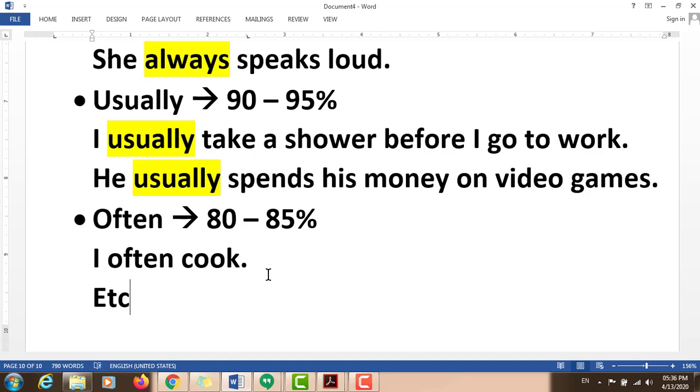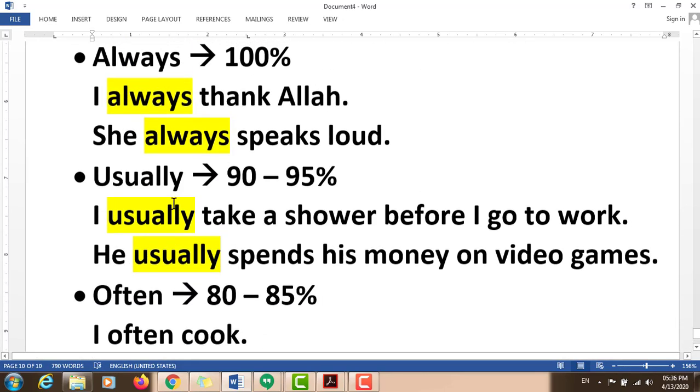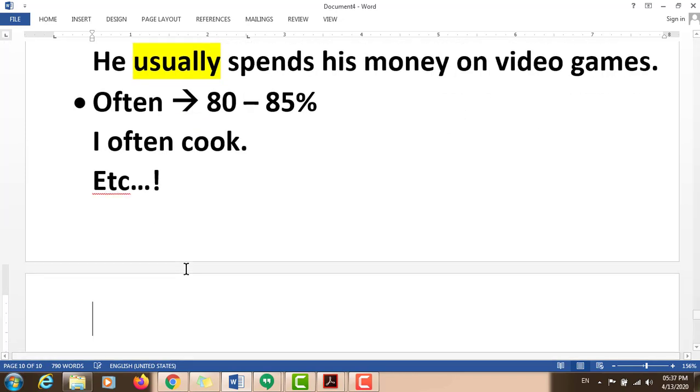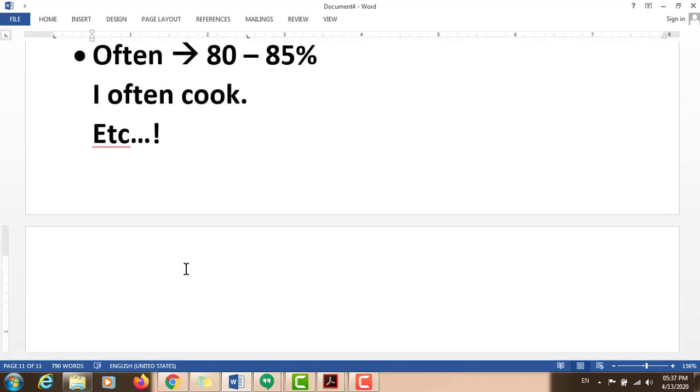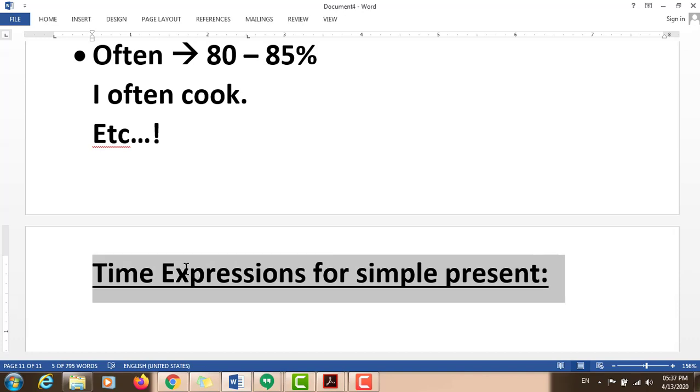You know I have told you this many times. And all the other ones like always, usually, often, sometimes, rarely, and finally we have what? Never. And these were adverbs of frequency that you can use in simple present. And then we have time expressions for simple present, to show that something is repeated, something is true, and something never changes.